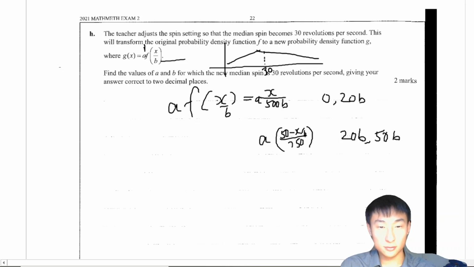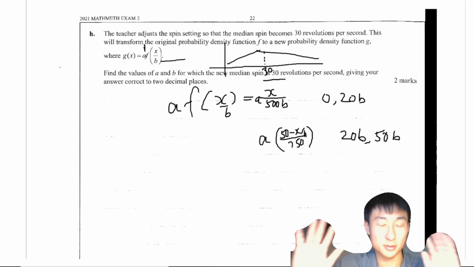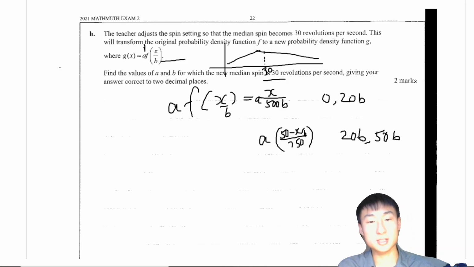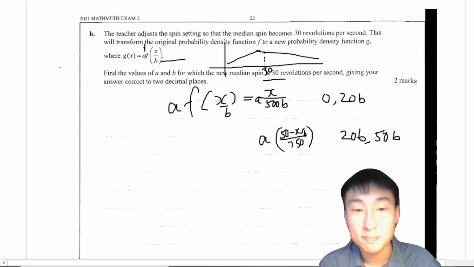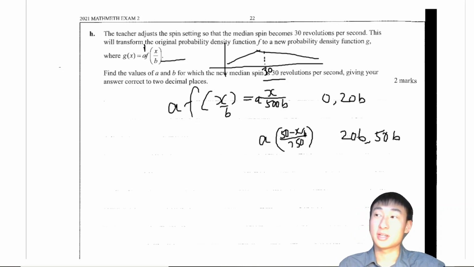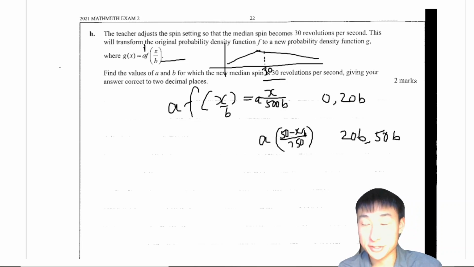So if I'm not mistaken, I can solve these simultaneously with the fact that the median is 30. The median should still be on that side, I think. Actually, it doesn't have to be further away from the y-axis. So what am I thinking? It could be either way. Oh, this just seems like a really bad way of doing it. The new median spin is 30 revolutions per second, giving your answer correct to 2 decimal places. What's another way I could do this?